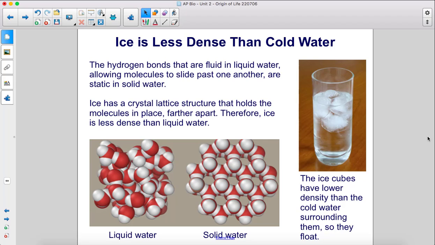The hydrogen bonds that are fluid in liquid water, allowing molecules to slide past one another, are static in solid water. Ice has a crystal lattice structure that holds the molecules in place, farther apart. Therefore, ice is less dense than liquid water. The ice cubes have lower density than the cold water surrounding them, so they float.